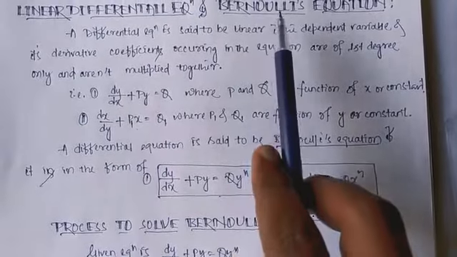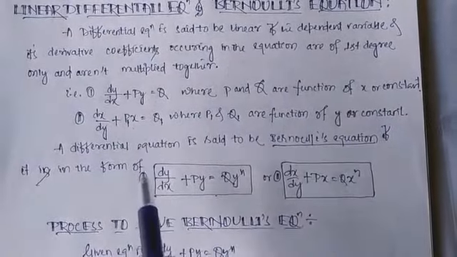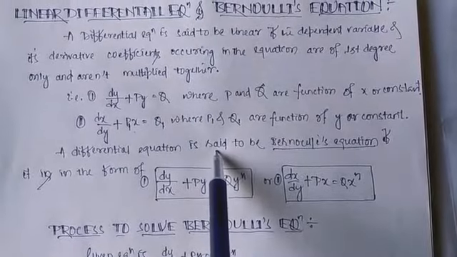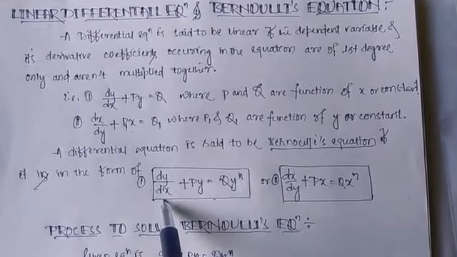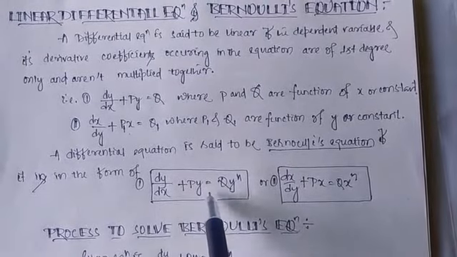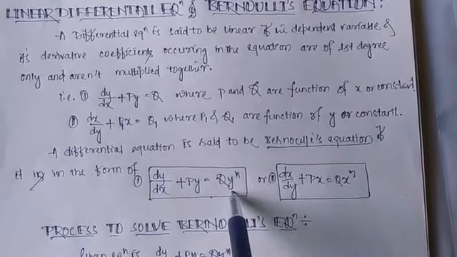Next, what is Bernoulli's equation and what is its general form? An equation is said to be Bernoulli's equation if it is in the form dy by dx plus py equal to q into y to the power n.